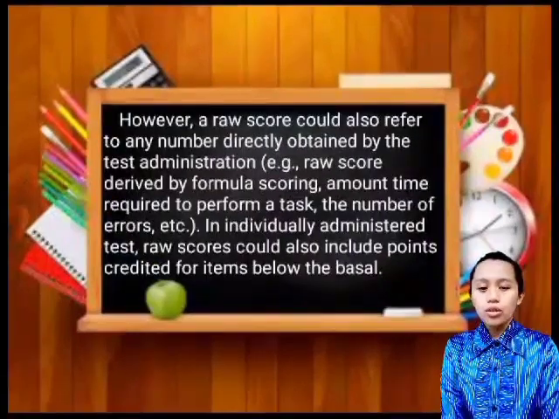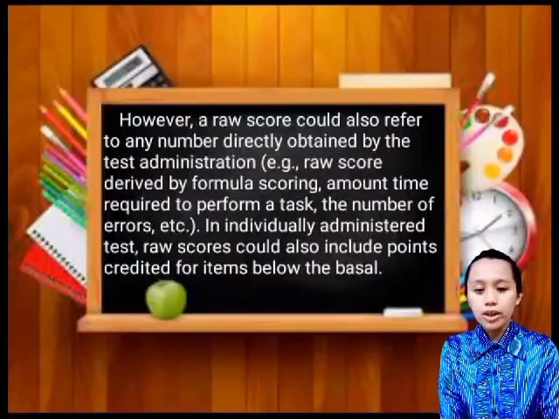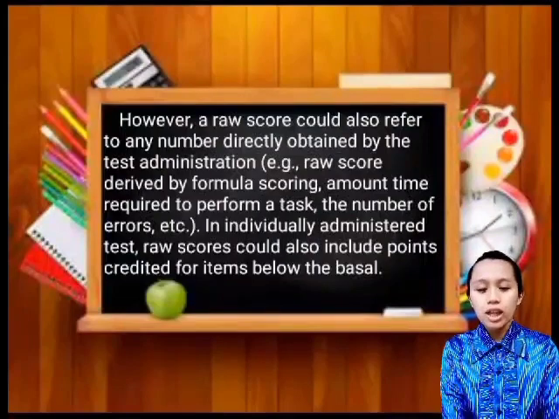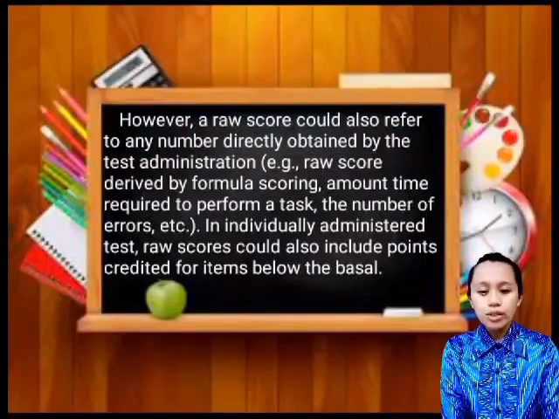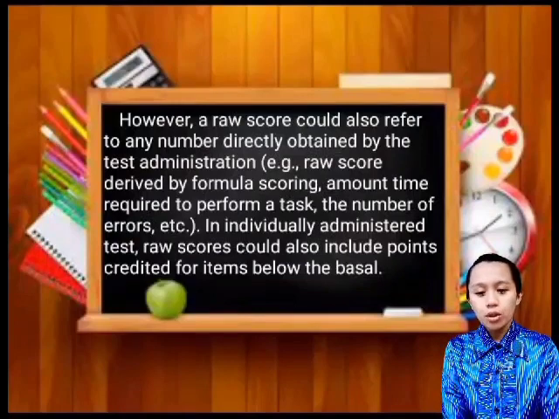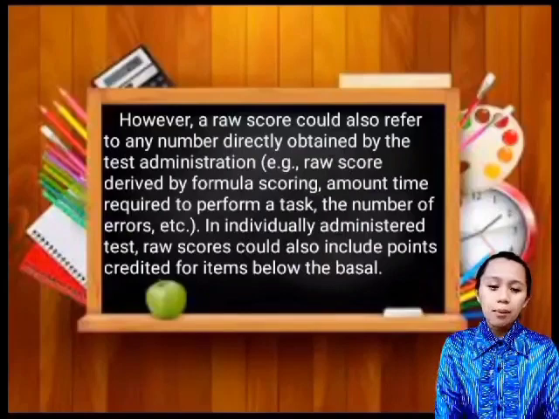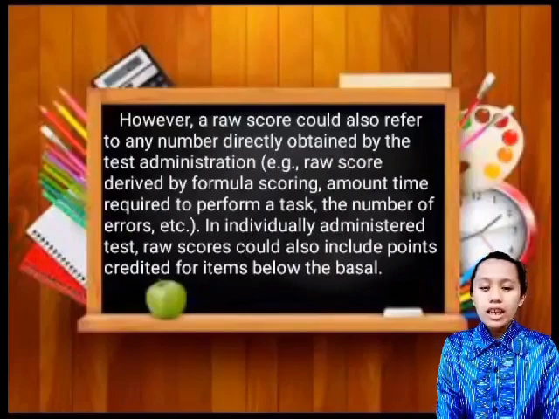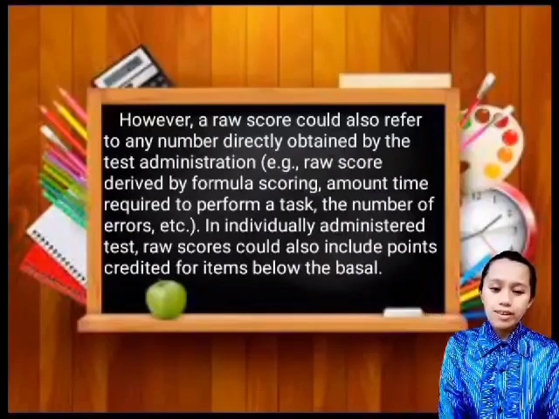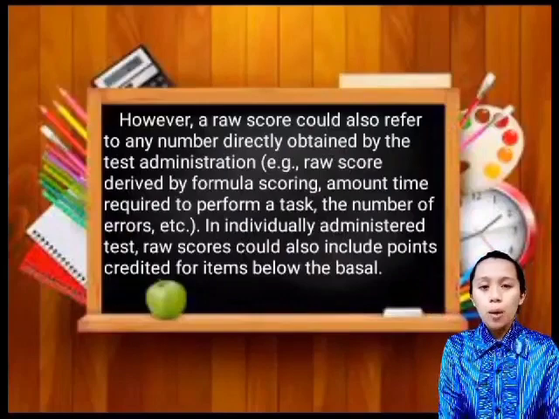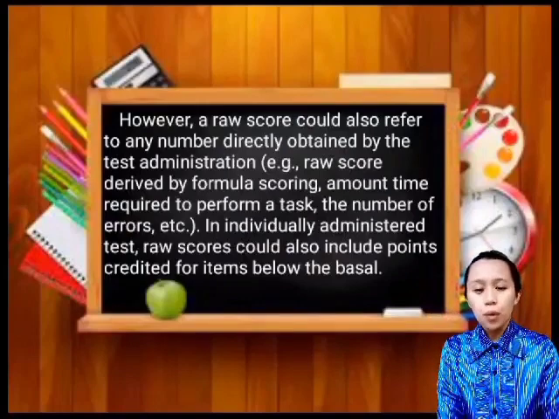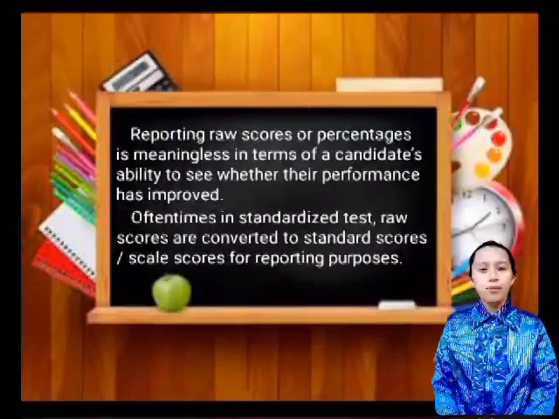However, a raw score could also refer to any number directly obtained by the test administration. Examples: raw score derived from formula scoring, amount of time required to perform a task, the number of errors, etc. In individually administered tests, raw scores could also include points credited for items below the basal.